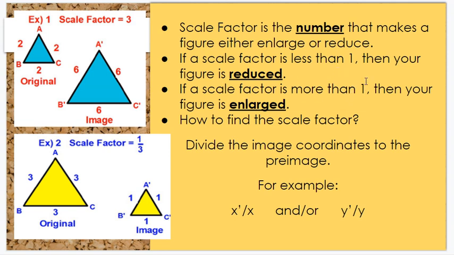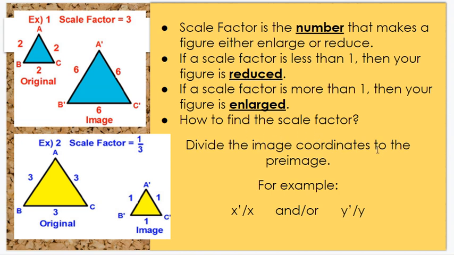And if the scale factor is a number greater than 1, then it's an enlargement. If it is a scale factor of 2, that means it doubled in size. If it is a scale factor of 3, that means it tripled. And 4 means it's 4 times as big, so each side is 4 times larger than the original. Whatever the scale factor number is, the new side lengths are that much bigger or that much smaller.